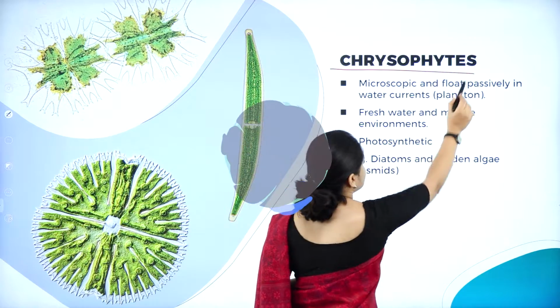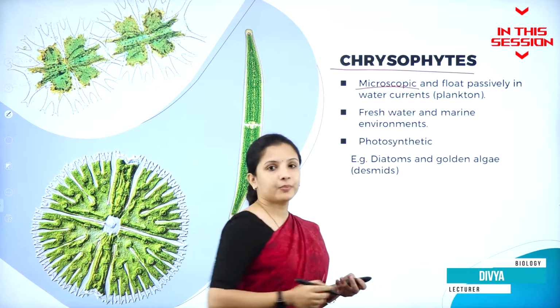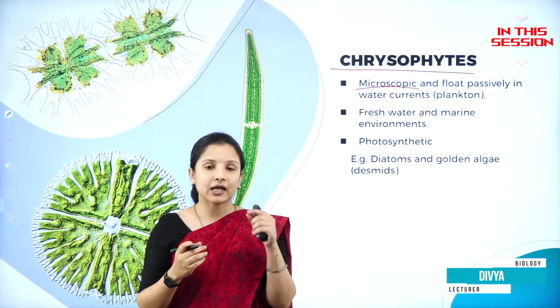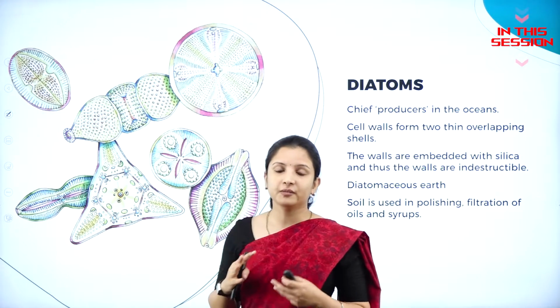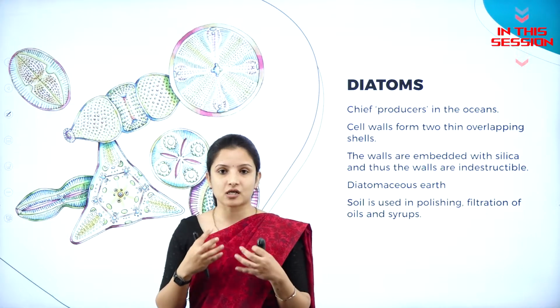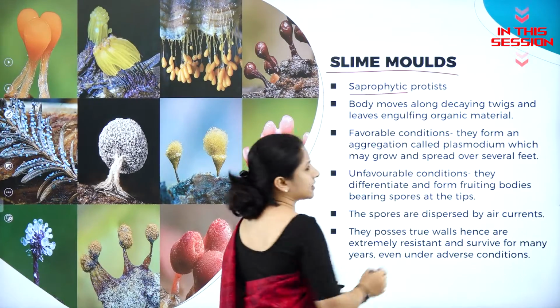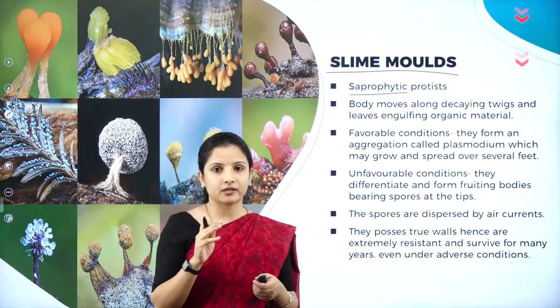So chrysophytes, they are microscopic. What is meant by microscopic? They are not visible to the naked eye. They are very micro. So diatoms, they are very beautiful because they occur in different structures. Why? Because they have calcareous shells. So slime moulds are saprophytic, means they usually feed on the dead organic matter.